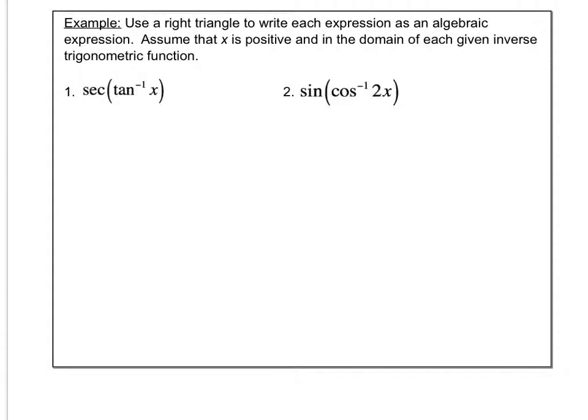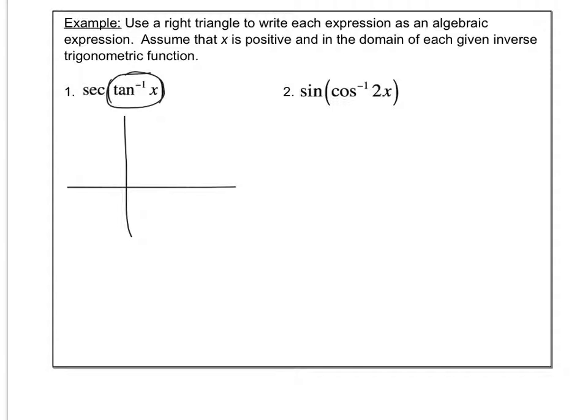So the directions sound kind of complicated. It says use a right triangle to write each expression as an algebraic expression. Assume that x is positive in the domain of each given inverse trigonometric function. You're just doing the same thing we just did, but with variables. So the focus is on the inside function first.